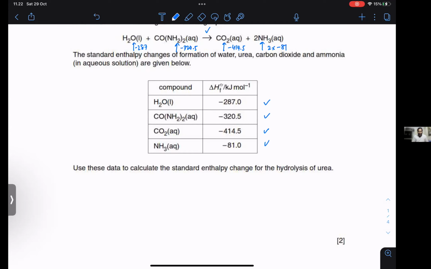So the one that I will show for my working is clockwise equal to clockwise. This one is important, so you must write down, don't skip this. This one, negative 320.5 plus the enthalpy change of the reaction, must be equal to negative 414.5 plus 2 times negative 81. Then you calculate the enthalpy change of the reaction.